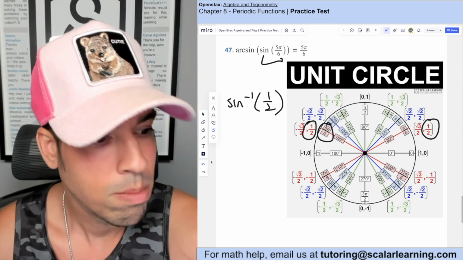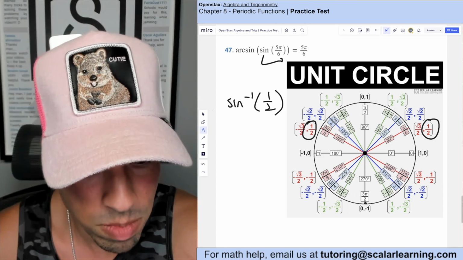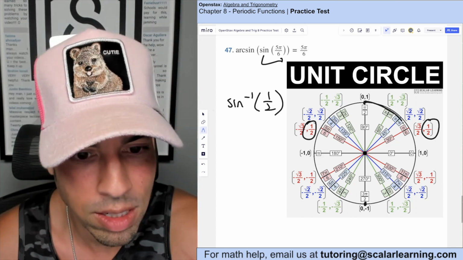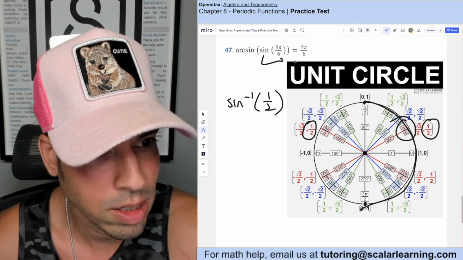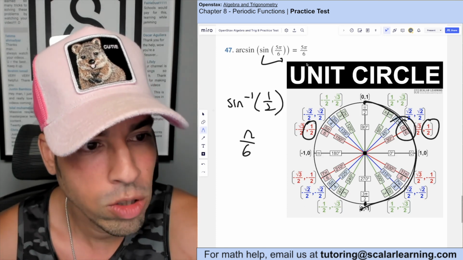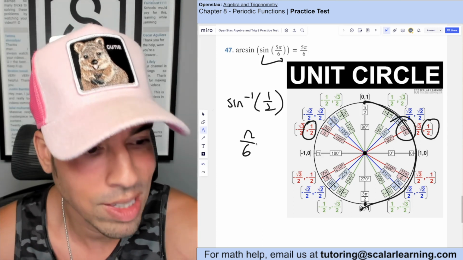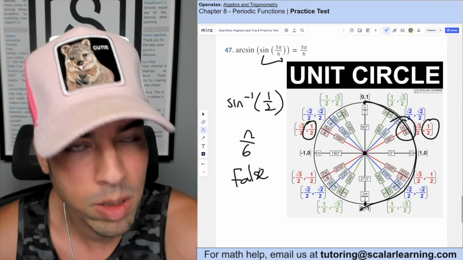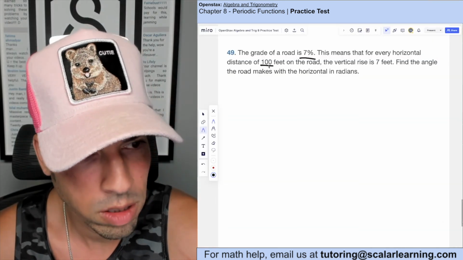No, we do not, because if you remember, the range of arc sine is from negative pi halves to pi halves. It's this side. So what would you get when you're taking arc sine of 1/2? You get pi 6, not 5 pi 6, okay? And also, we could have known right off the bat that this is outside the range. So this has to be false. Boom, done.